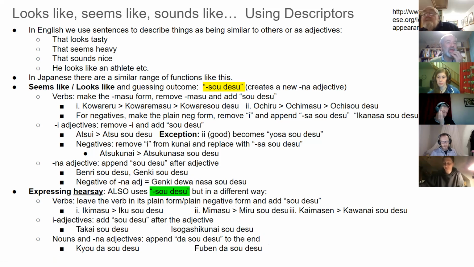Amanda? Did I miss something, or can you not use the first way with nouns? You can. You didn't miss something, I just forgot to put it in here. You can treat it the same way as na adjectives. No, I remember my previous answer to this actually. Sorry, scratch that last thing I just said, Amanda. When you're using nouns, you don't use this form of "sou desu" to say it looks like something else. You use a different descriptor, which is "mitai desu", which we'll do maybe next week or the week after. So we don't actually use "sou desu" for nouns in that sense.